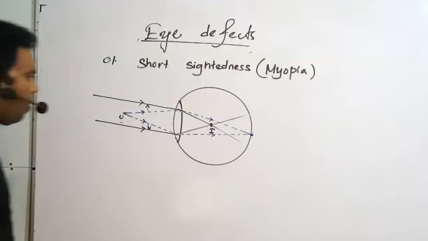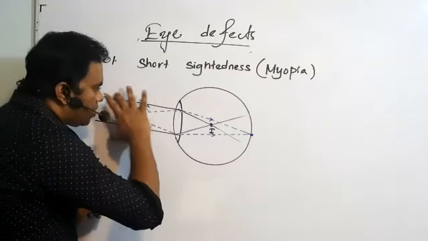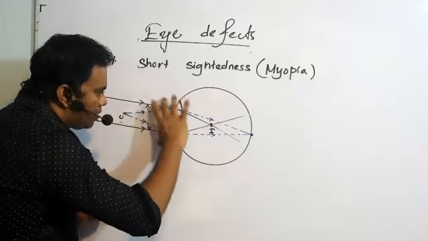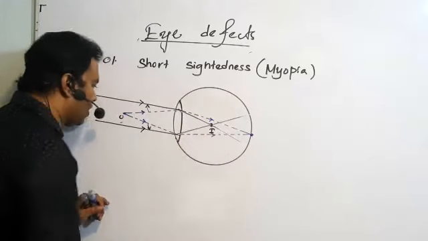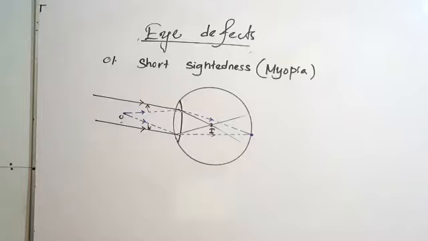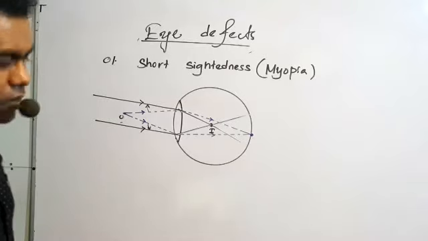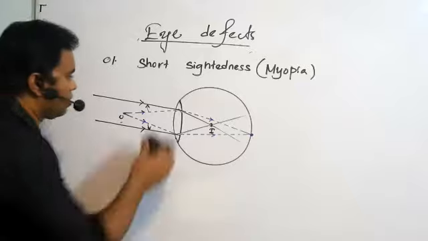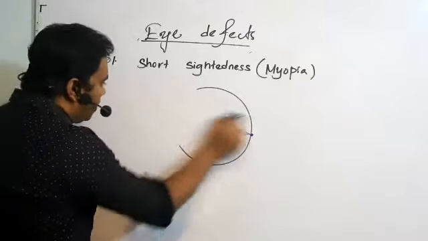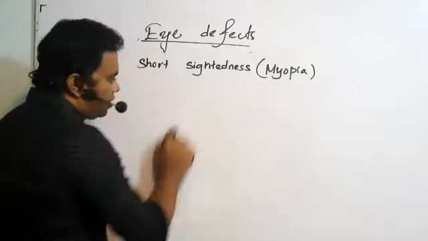Okay, now you know the defect: parallel beams converge and the image occurs before the retina. So that's the way. Next, let's solve this. Let's see the solution.